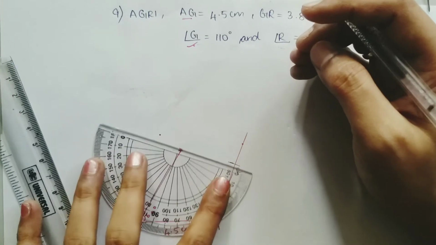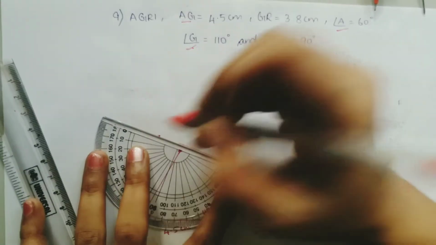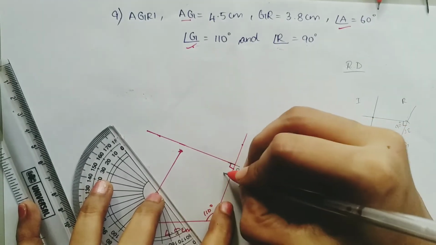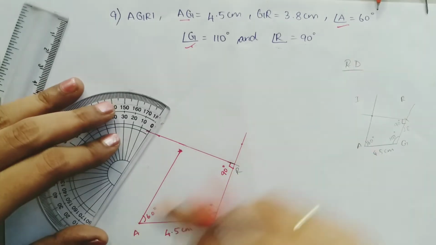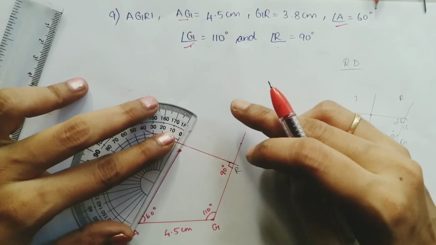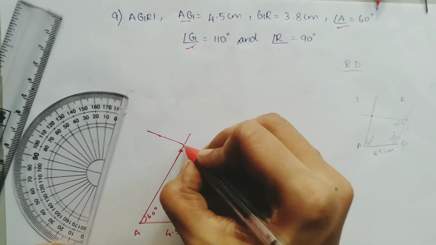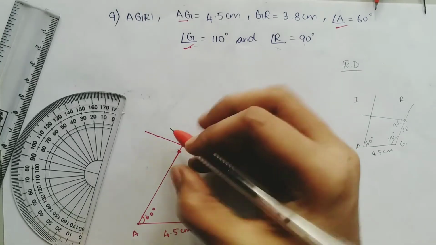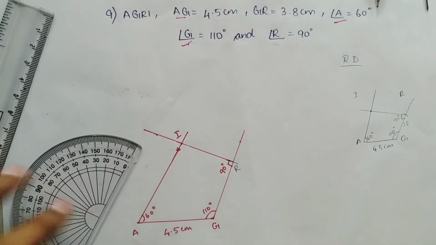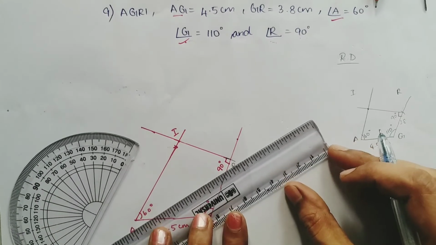Then extend this line. Now mark it as 90 degree, and this A line should be intersecting. So let us extend this line. So this point is going to be A, G, R and I. Now we are going to draw the diagonal line. I am going to join these two points.